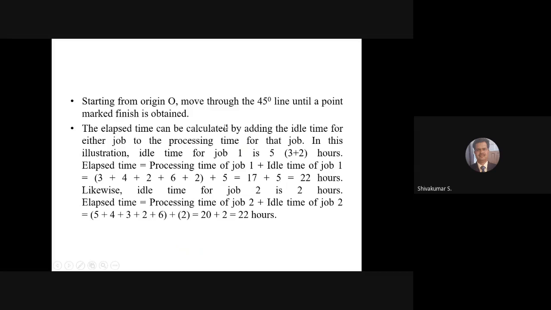Okay, here. Starting from origin O, move through the particular line until a point marked finish is obtained. The elapsed time can be calculated by adding the idle time for either job to the processing time for the job. In this illustration, idle time for job 1 is 5, 3 plus 2 hours. So total elapsed time becomes processing time of job 1 plus idle time of job 1. That is totally equal to 22. That is 17 total initially plus 5 idle time, total 22 hours. Likewise for job 2, idle time is 2 hours. So total elapsed time is processing time, that is 5 plus 4 plus 3 plus 2 plus 6, plus 2 idle time, becomes 22 hours. Okay, so 22 and 22.